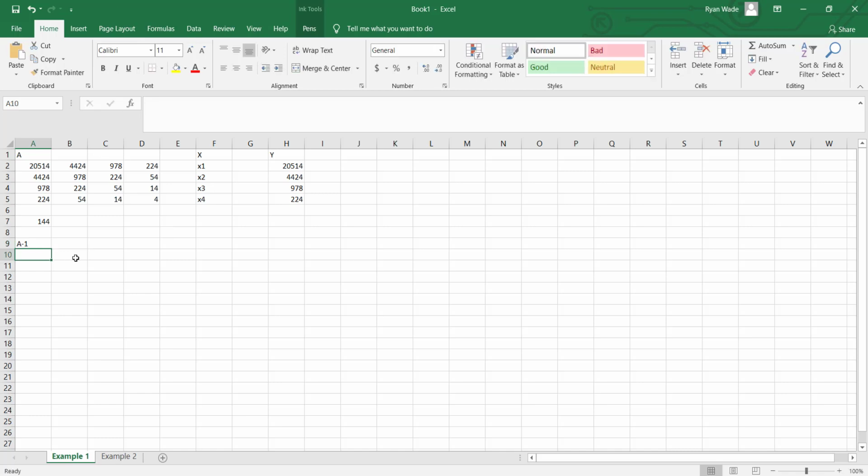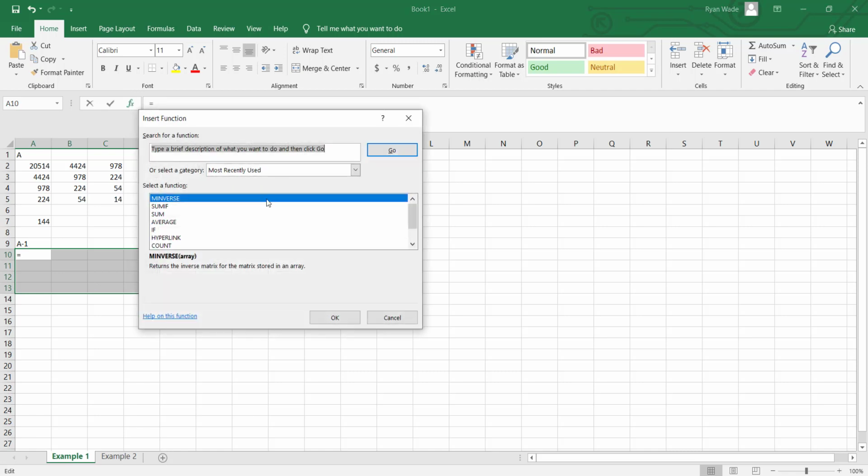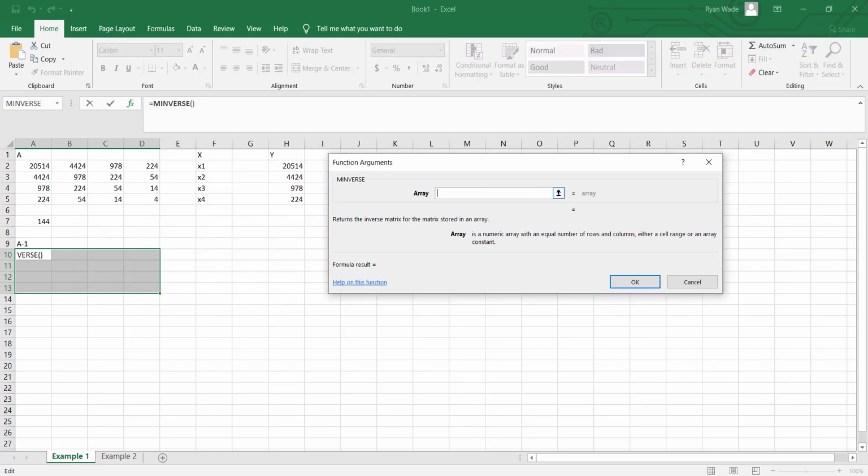And in Excel, when you're using matrices, the inverse is going to be the same size matrix. So I'm going to have a 4 by 4. So I'm going to select 4 by 4, and I can go up to my function here, and I can type in what I want, but it's already at the top because I've done this, and I can select MINVERSE. It tells me the array that I need to select.